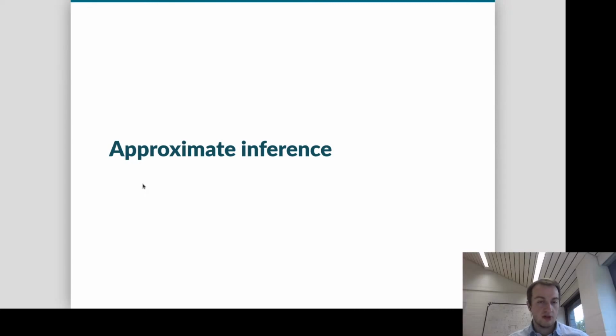So let's just assume then that that's fine. We'll be happy even if we can only find an approximate solution to our query. So this is the goal of the second family of algorithms that we'll see today, which are known as approximate inference algorithms.